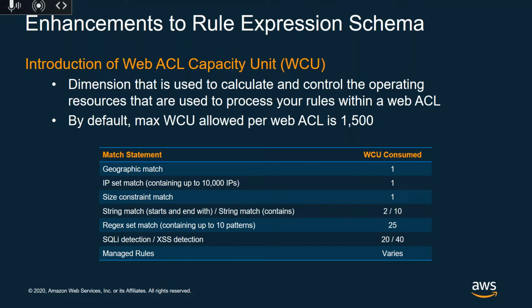So if you think about a geographic match or an IP set match, those generally consume very low WCU, so just one, as indicated in the chart here. For more complicated rules such as regular expression matches or cross-site scripting detection, you're going to see higher numbers, from 25, maybe up to 40. And when it comes to managed rules, that's just going to vary based on the nature of the managed feed, but you would be notified as to how much of the WCU limit that you have it is going to take up.